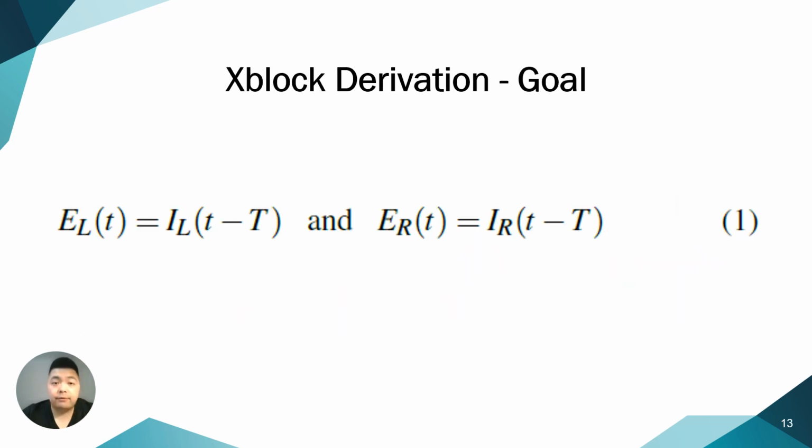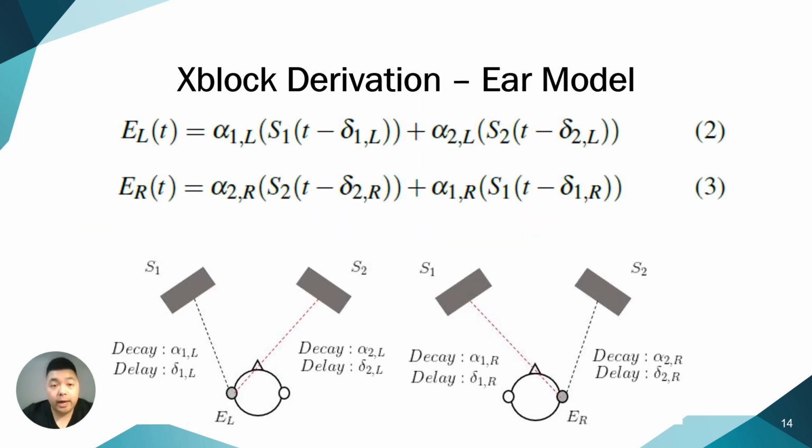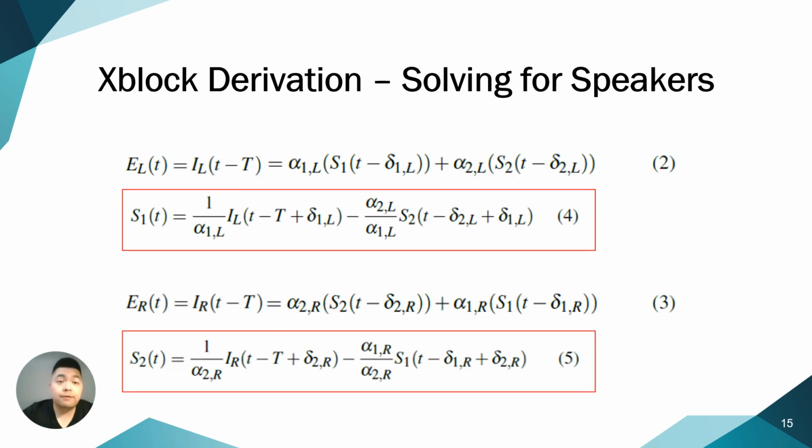To start us off, we have a goal of what our left ear and right ear hears to be equal to the input left and right audio channels with some delay, capital T. We create equations representing what the ears would hear in physical space, a sum of the speaker outputs with its respective decay and delay changes. Based off our ear models, we solve for the speaker equations in relation to the input channels.